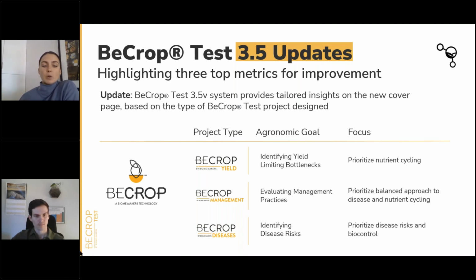And then we have BeCrop management, which helps evaluate management practices and differentiate fields based on various management practices and look at them side by side to look at how management practices are influencing all of these biological indexes. And then lastly, we have disease risk and looking at disease. So how do we prioritize biocontrol, disease risk, promoting plant health to limit disease risk? These are the new project types you can select if you want to get more specific insight on different categories.